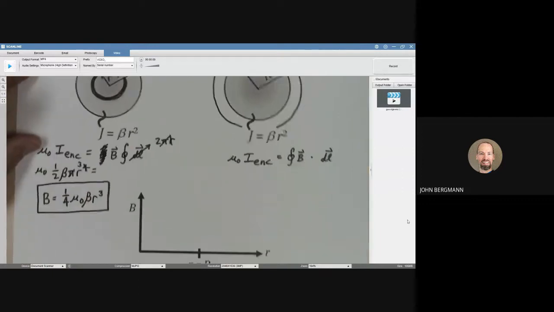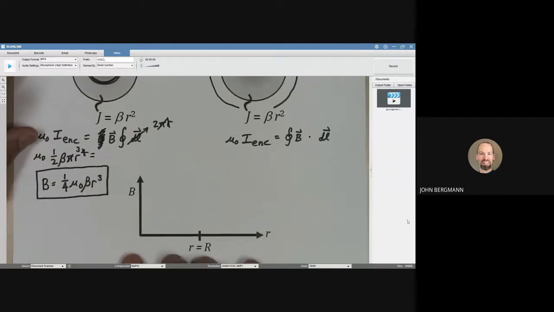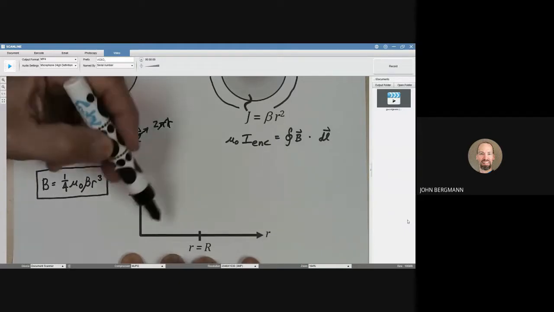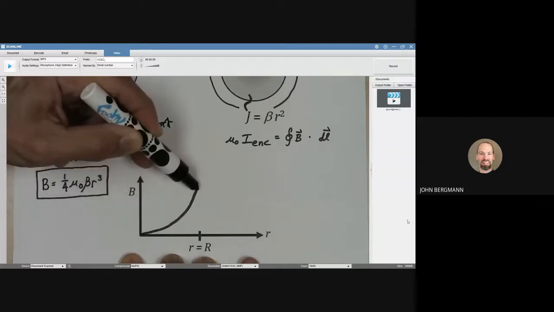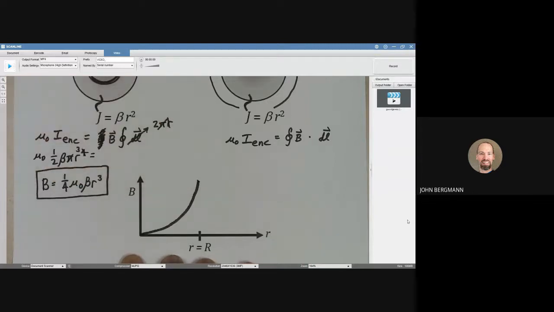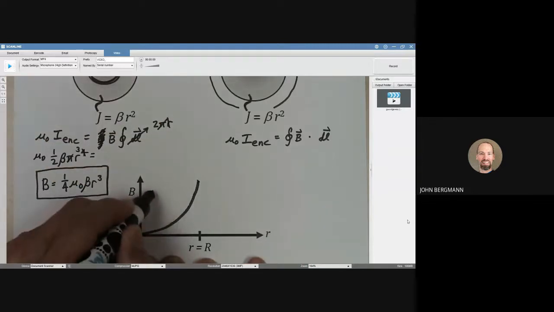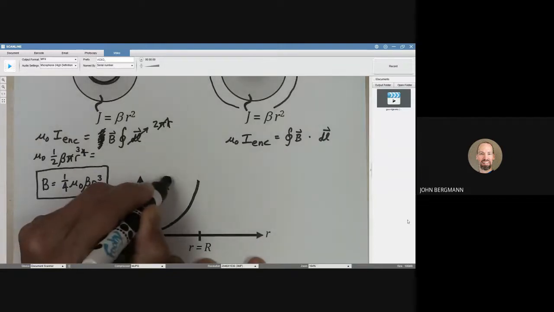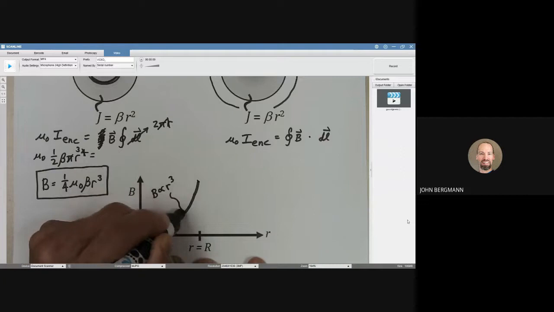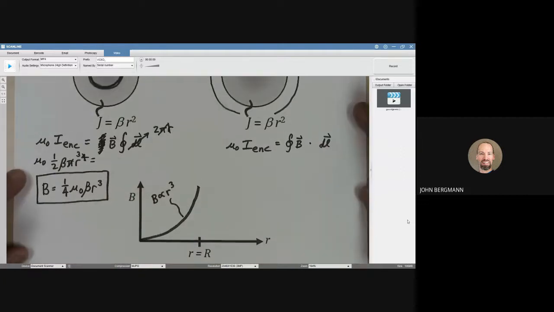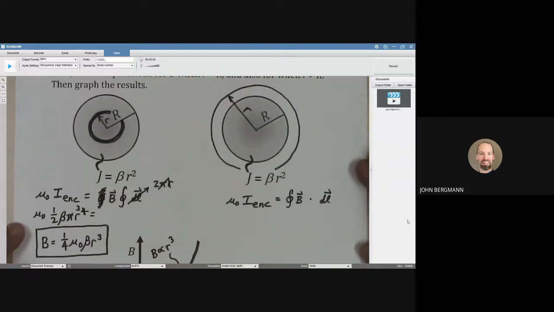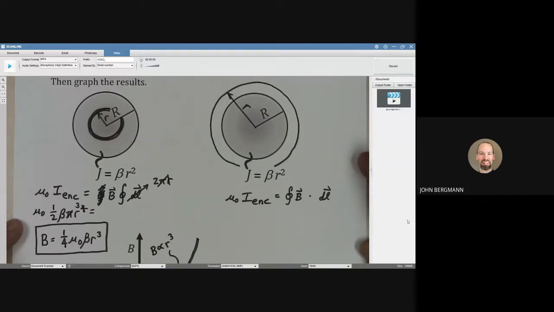So in terms of our graph, what that means is the magnetic field strength is increasing proportional to r cubed as we get out to that point right there. Steep curve there. The magnetic field is proportional to r cubed right there. What's going to happen as we get further away? We would expect the magnetic field to get weaker, wouldn't we? Let's see if that is in fact the case.